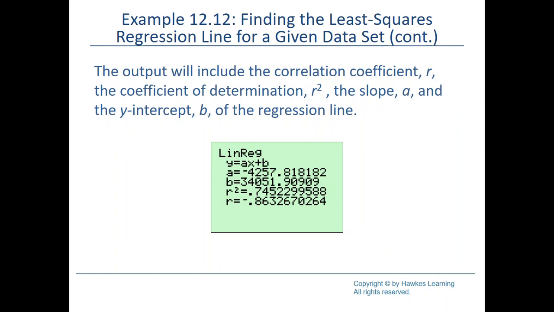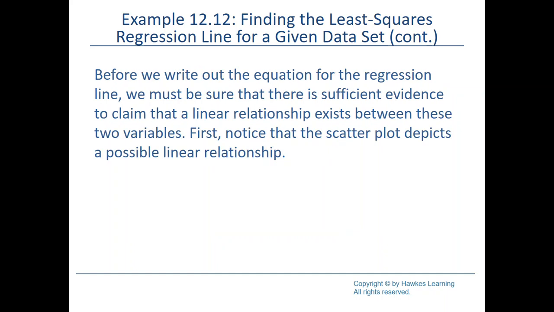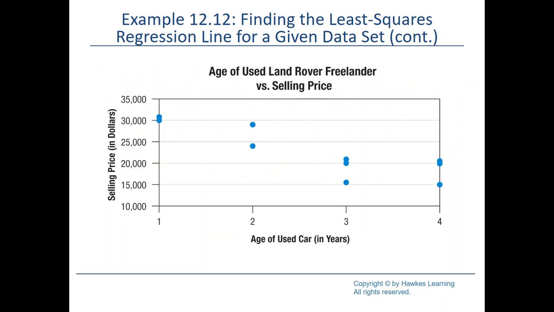Okay, so before we actually write out the entire equation there, whether or not this is actually a significant linear relationship between these two variables, I want to make sure: does it look like there is a linear relationship first, and do we have enough evidence to prove that? So here's what it looks like here, and as we look at the model, it does look like it has a negative relationship, which is kind of what my R said.